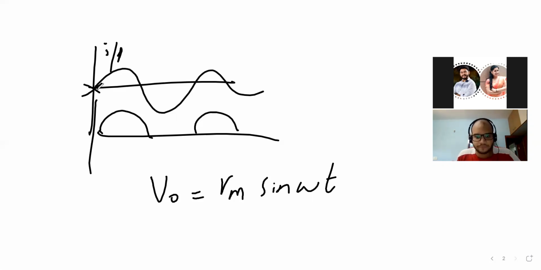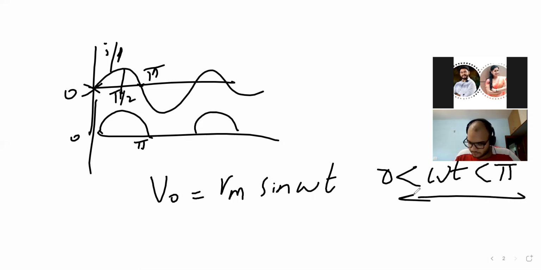And if I want to just tell you, this is my 0, this is my 90 degree, pi by 2, and this is my full cycle pi. And this is of the range 0 to pi. So in examination, whatever this cycle angle is theta, I'm just taking as omega t. 0 to pi. So these things we have to mention, so that they will understand that.